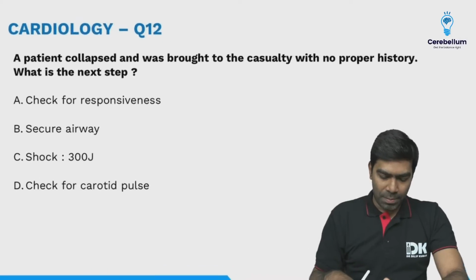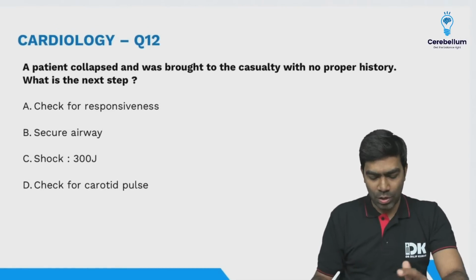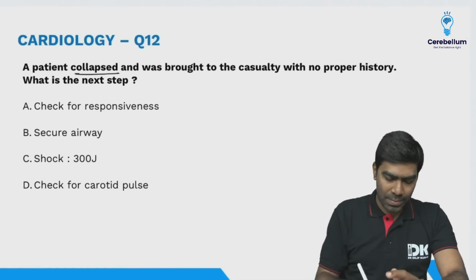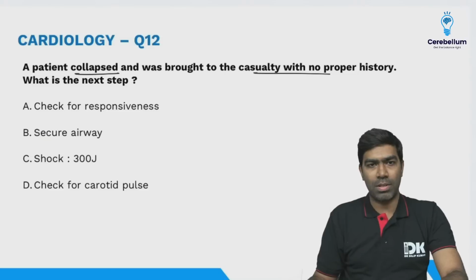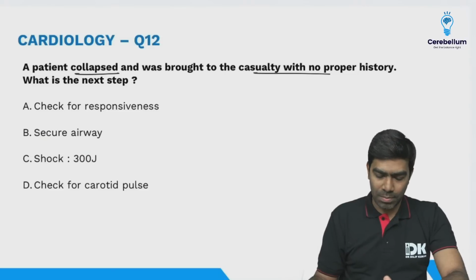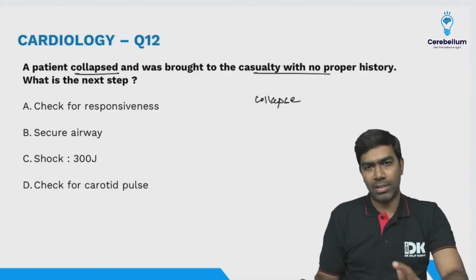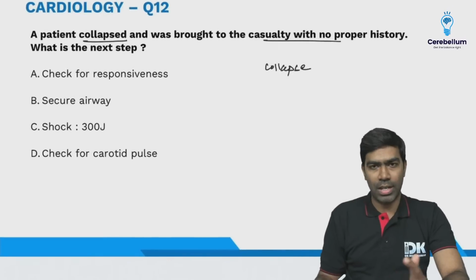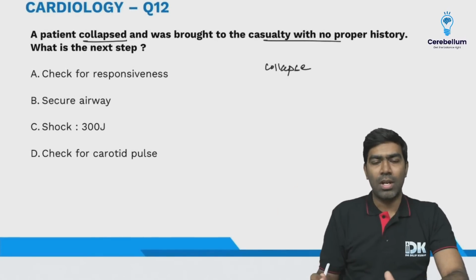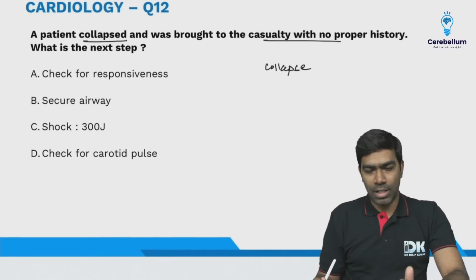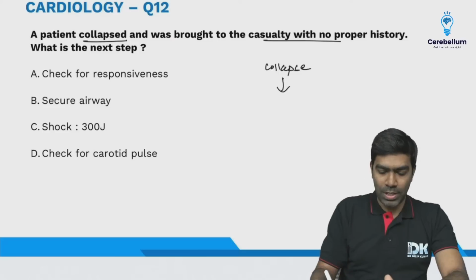A patient collapsed and was brought to the casualty with no proper history. What is the next step? So collapsed, brought to the casualty with no proper history. What are you going to do? Very simple. This is something we have discussed already so many times. I think we have discussed it in our previous FMG discussions, the revision YouTube sessions itself.